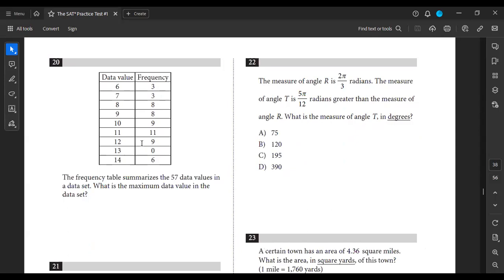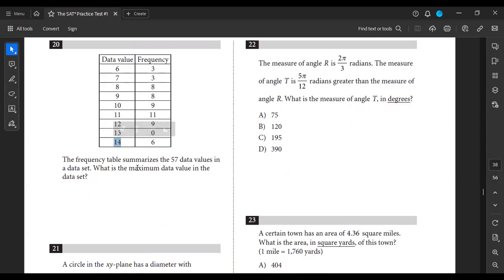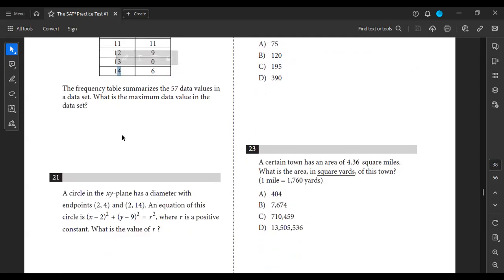Question 20. The frequency table summarizes the 57 data values in the dataset. What is the maximum data value in the dataset? Okay, so what is the maximum data value? Okay, so the highest is 14. It's actually even arranged in order. This is such an easy question, right? What's the highest data value? You go to the set, and guess what? It's been arranged in order, so it's 14. So just put 14 there, circle it, we're good to go.